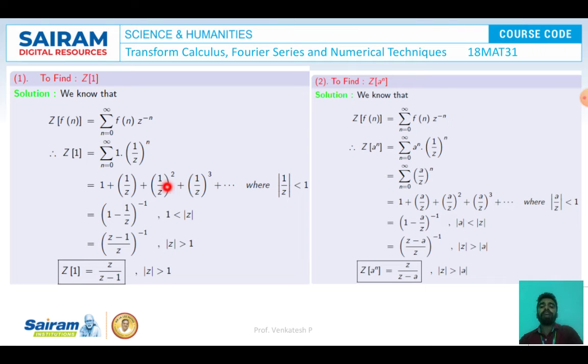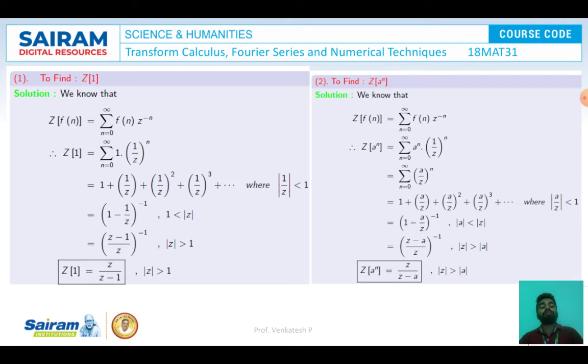Simplifying this, it will be equal to 1 by 1 minus 1 by z whole power minus 1 with the help of the basic formula, with the condition 1 is less than mod z. Taking LCM over here, we get z minus 1 by z whole power minus 1 with the condition mod z is greater than 1. So finally we got Z transform of 1 is equal to z by z minus 1 with the condition mod z is greater than 1. Therefore, the Z transform of 1 formula is z by z minus 1.